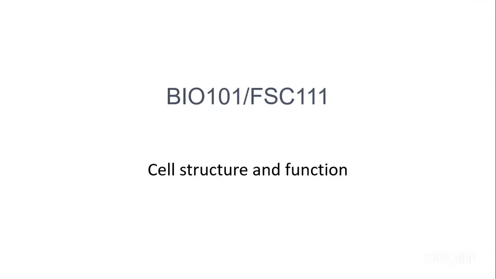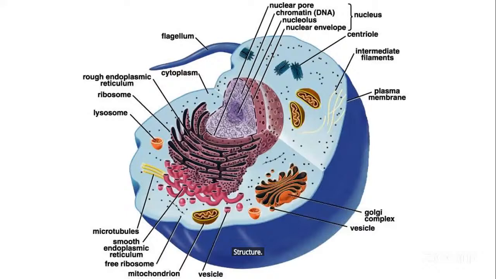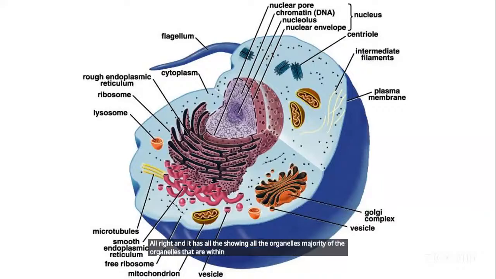You see my screen. It is a structure showing the animal cell. And the animal cell will not have any cell wall. It has a plasma membrane. Plasma membrane, cell membrane is the same. All right. And it's showing all the organelles, the majority of the organelles that are within the animal cell.